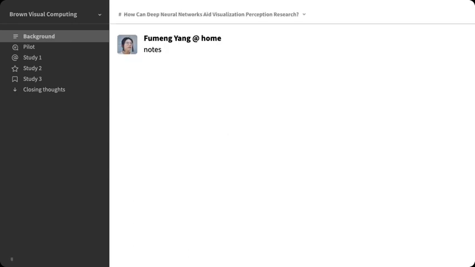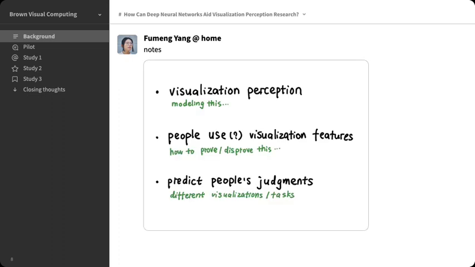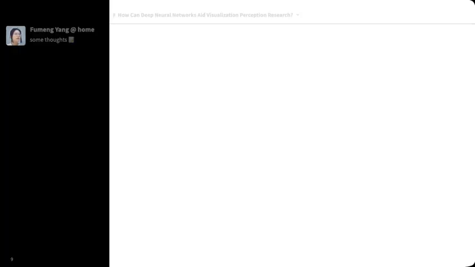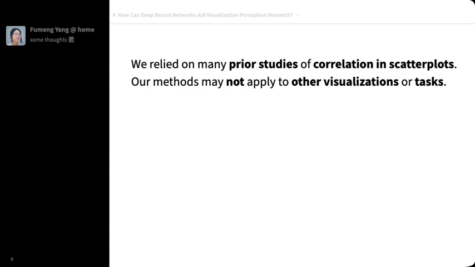This topic about visualization perception, visualization features, and whether we can predict people's perceptual judgments often came back to my mind. More specifically, I was thinking, the methods we use to extract visualization features rely on many previous studies. Our methods may not apply to other visualizations or tasks because we may not have enough prior work.